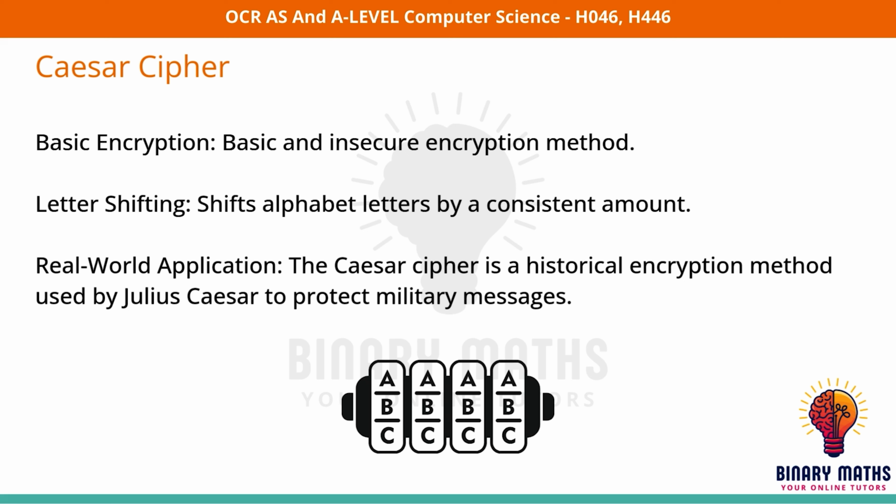The Caesar cipher is a historical encryption method used by Julius Caesar to protect military messages. Although it is not secure by today's standards, it provides a good introduction to the concept of encryption.